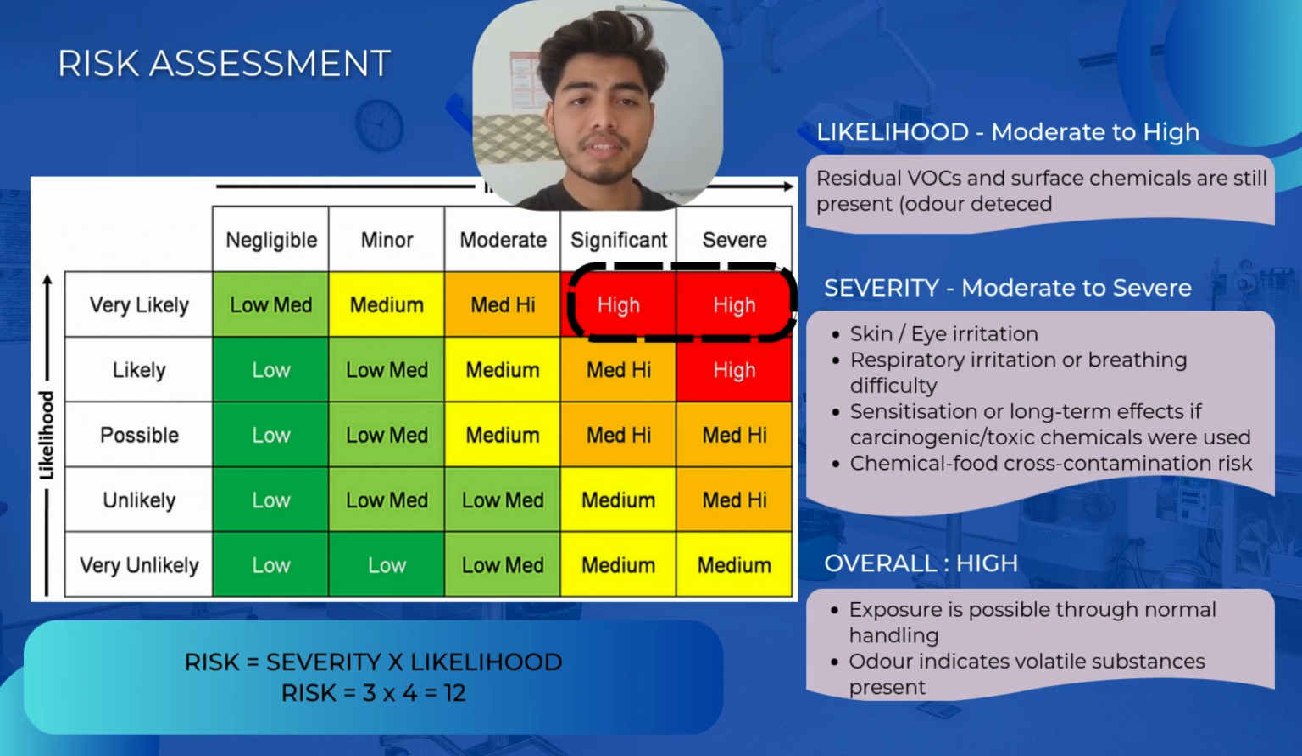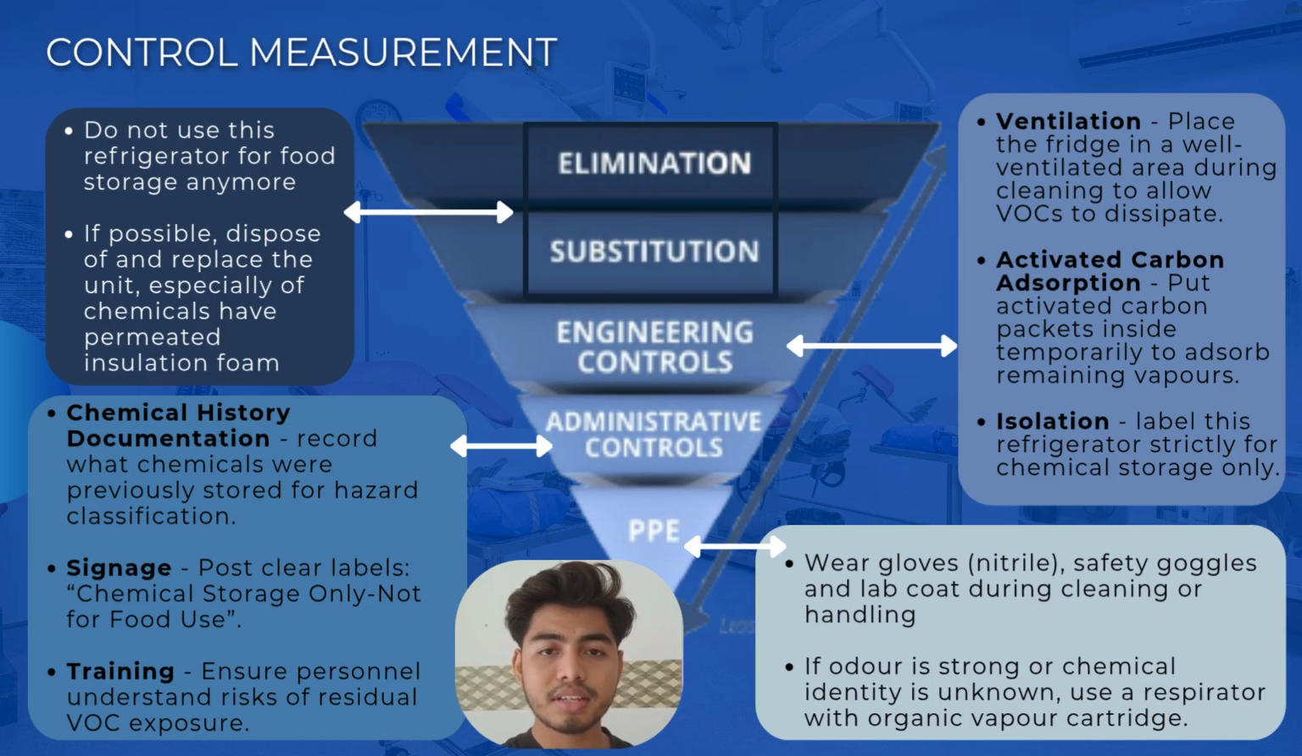The severity of the consequences range from moderate to severe, depending on the type of chemicals stored before. This includes skin and eye irritation, breathing difficulties, potential sensitization, and even long-term toxic effects if the chemicals were hazardous. When we combine the likelihood and severity, the overall risk rating is high. This is not suitable for food storage at all. If the chemicals have already permeated the insulation, replacing the unit is the safest option.